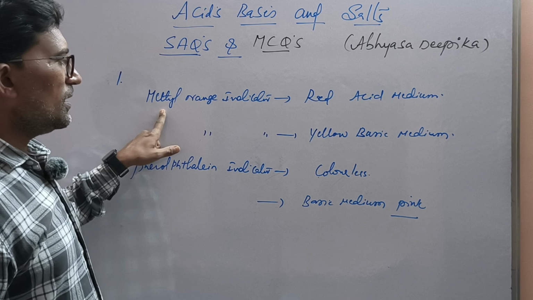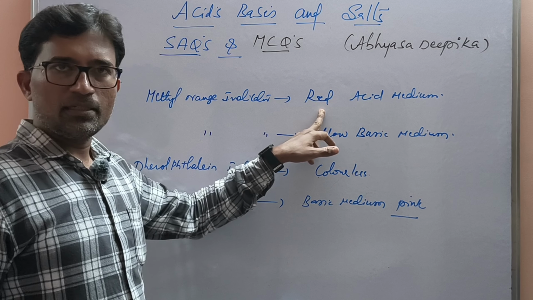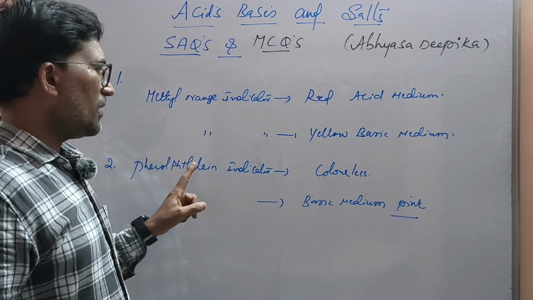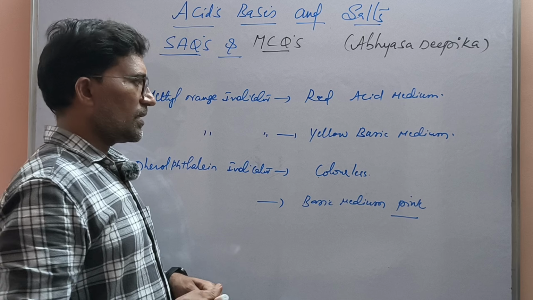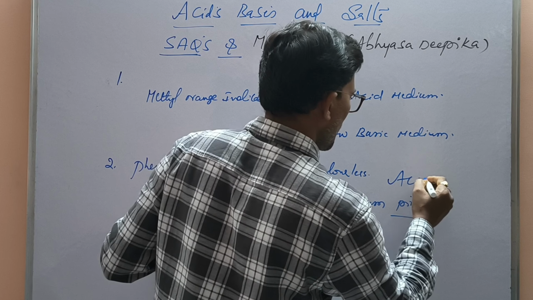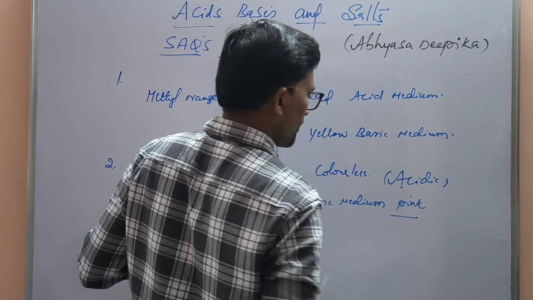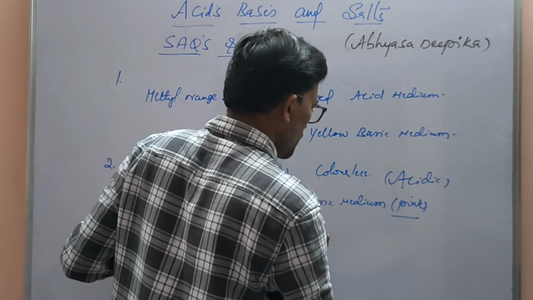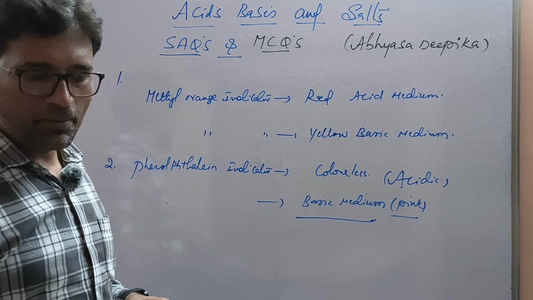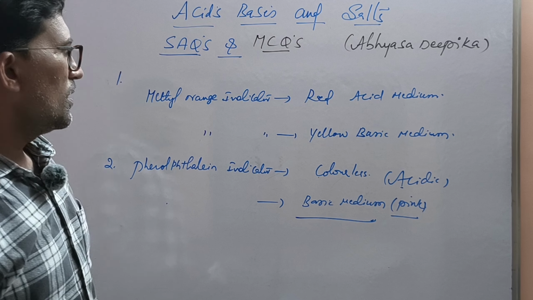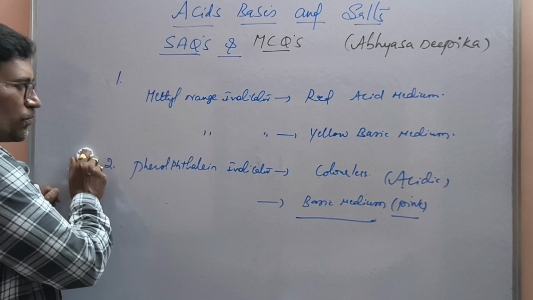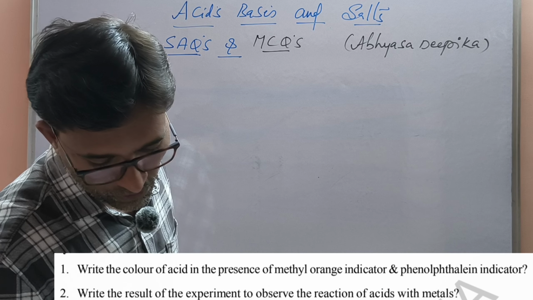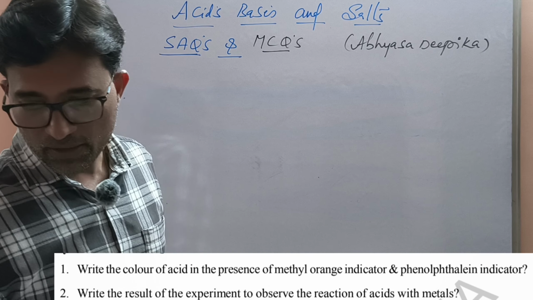Methyl orange indicator in acid medium, red color. In basic medium, it shows yellow color. Phenolphthalein indicator in acidic medium, colorless. Colorless in which medium? Acid medium. And phenolphthalein turns pink color in which medium? Basic medium. Very, very important question. Even you may get this one in bit part also. Very, very important.